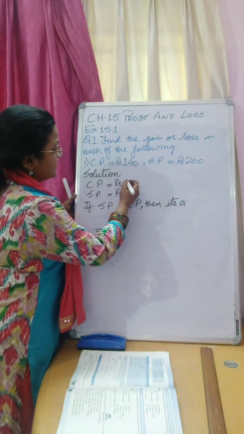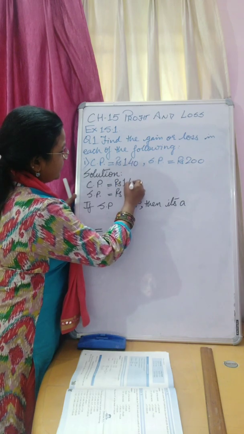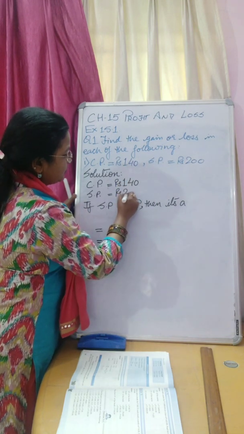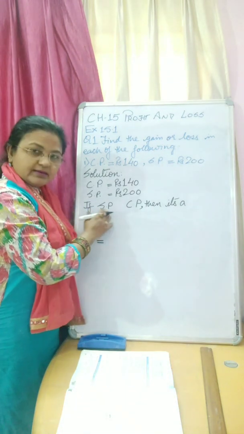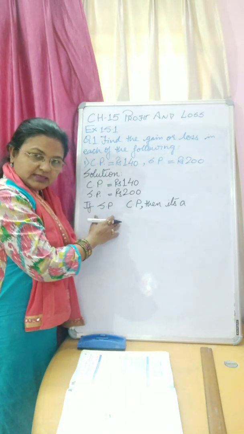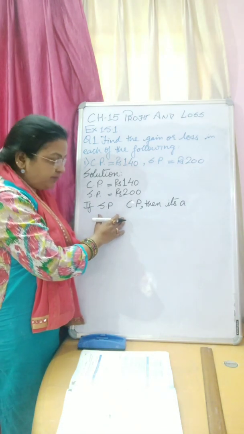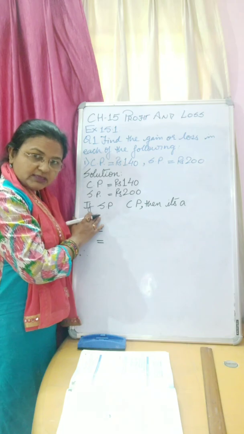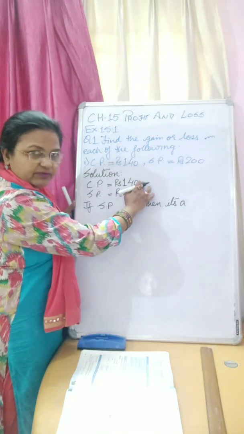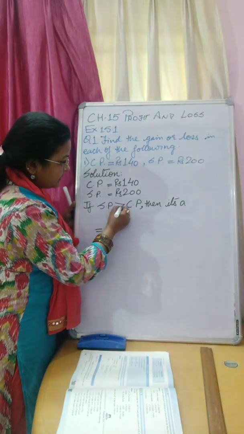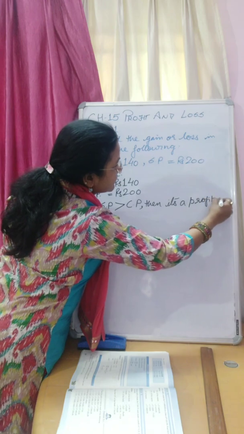So solution, CP is equal to 140, SP is equal to 200. Now first of all, we will find out whether SP is greater than CP or smaller than CP. If SP is greater than CP, it means it's a profit or gain. And when SP is smaller than CP, then it is a loss. Now we'll see here, SP is 200 and CP is 140. So SP is greater than CP, then it is a profit or gain.